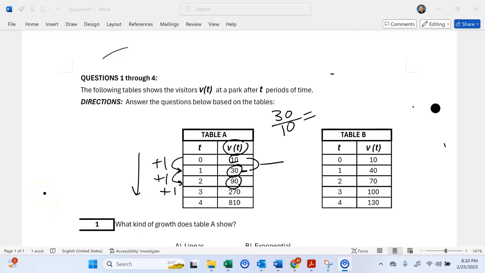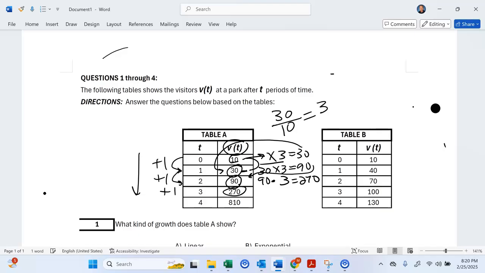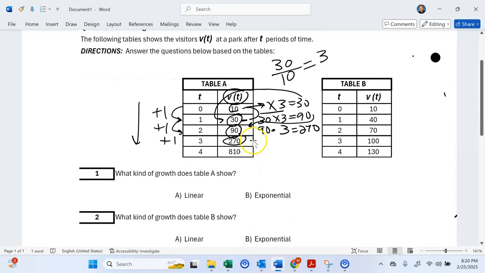Okay, and then we get 30 divided by 10 is 3. So that would mean that I would have to take 10 and multiply it by 3 to get 30, which works here, right? So I get that, so that's good. And then I would take 30 times 3 equals 90, which works there, so it does work, okay? And then I go 90 times 3 equals 270, so it works there, and it continues. So what that means is I have to multiply these values by the same number, times 3, every single time, and that is, when you multiply, that is exponential. So the first one, table A, is exponential.